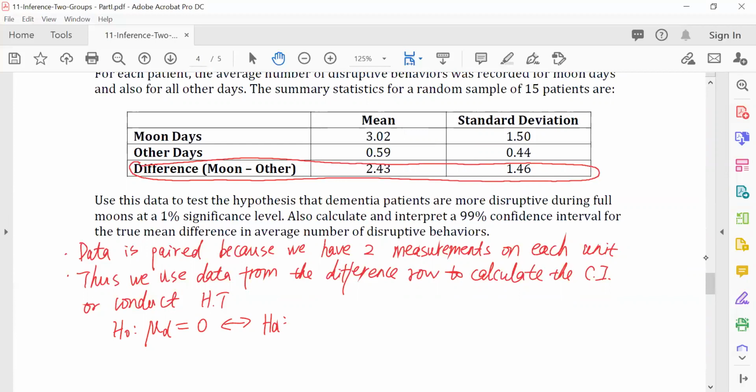Versus the alternative hypothesis. What you are trying to test goes to the alternative hypothesis. You are trying to see if the patients are more disruptive during the full moons at 1% significance level. So this difference is calculated as moon minus the other, so it's mu D greater than 0. We are going to see later on that as long as you are consistent along with your question, it doesn't matter whether your difference is calculated using moon minus other or other minus moon. If your difference is calculated using other minus moon, then you are going to have an alternative hypothesis with a less than 0 sign.